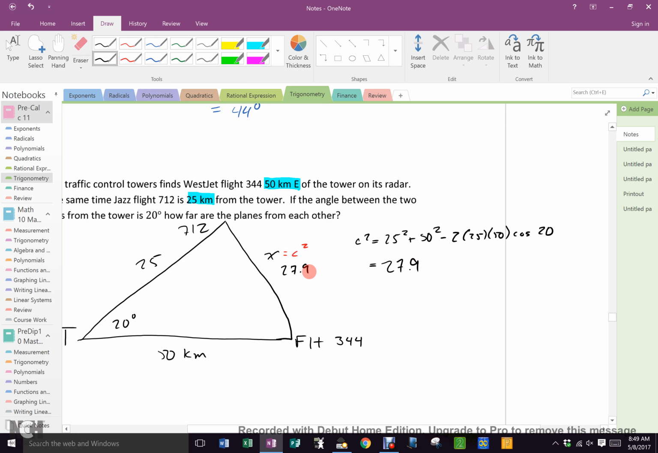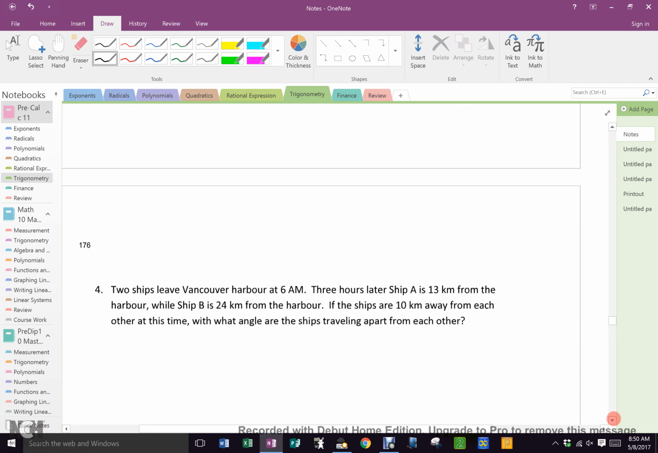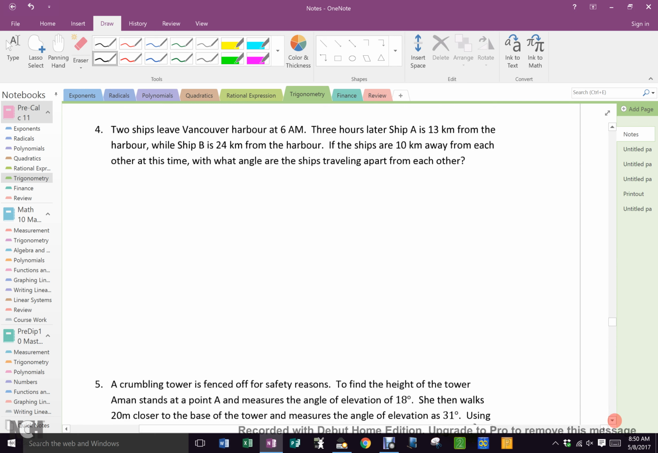Now, let's check. Does that make sense? Does it make sense? This has to be the biggest angle, yes. It's definitely across from the biggest side. So I'm probably okay. Is everybody good? All right. You guys look at 4 and see if you can figure it out.